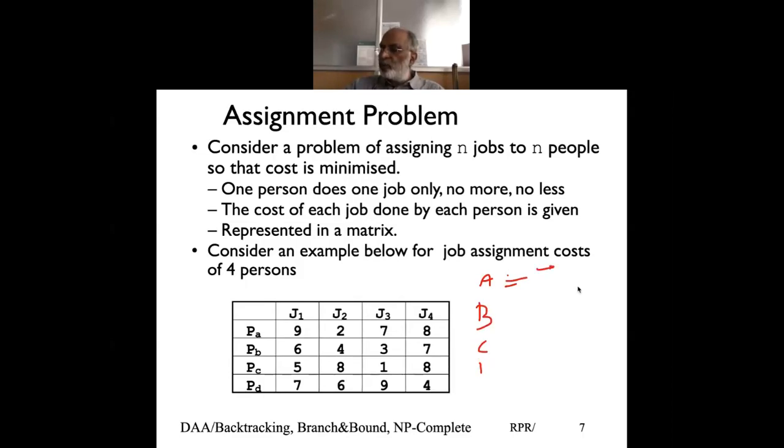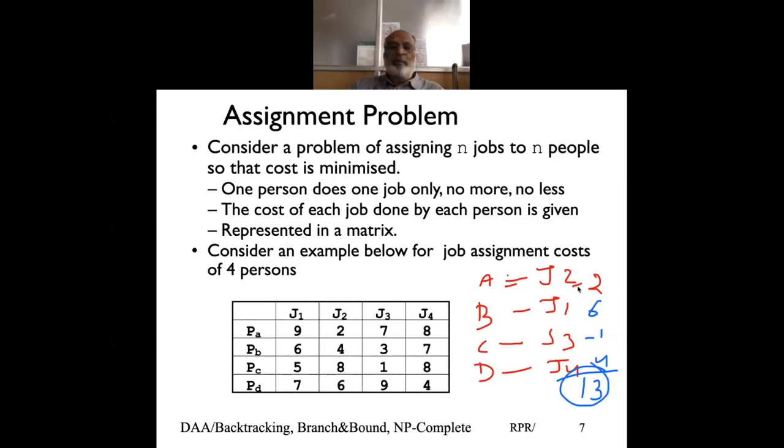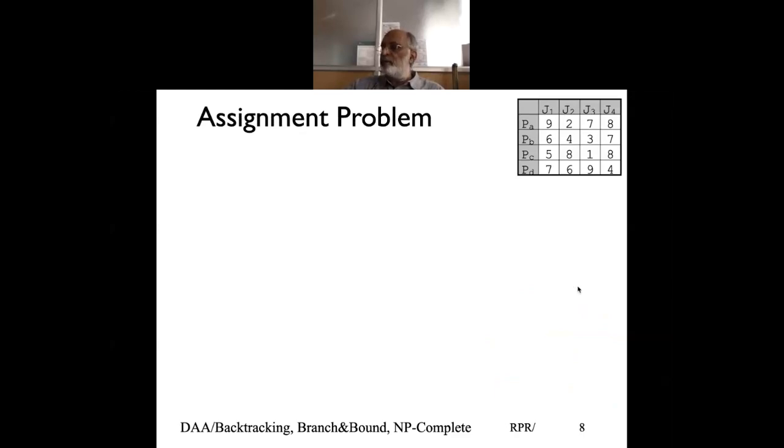Person A is job 2, person B is job 1, person C is job 3, and person D is job 4. Look at the cost: this is 2, this is 6, this is 1 and 4. This gives you 13, and this happens to be my minimal cost. Thanks Kavita and thanks Aswini, it works out. Now let's explore the approach and see how we solve this problem.